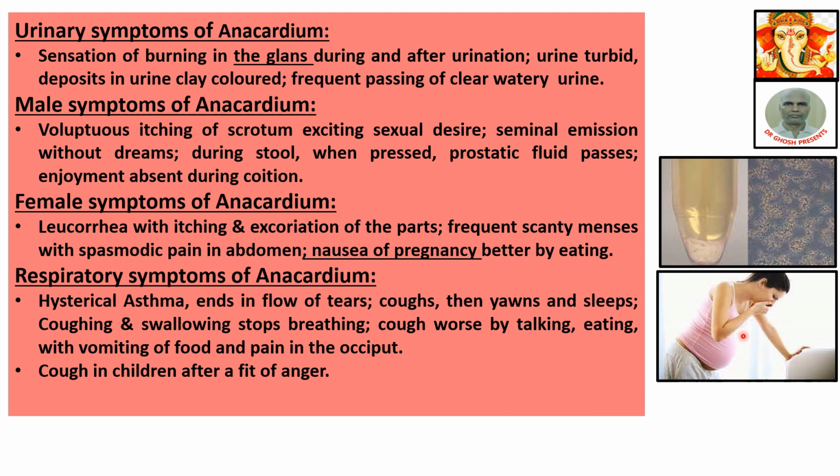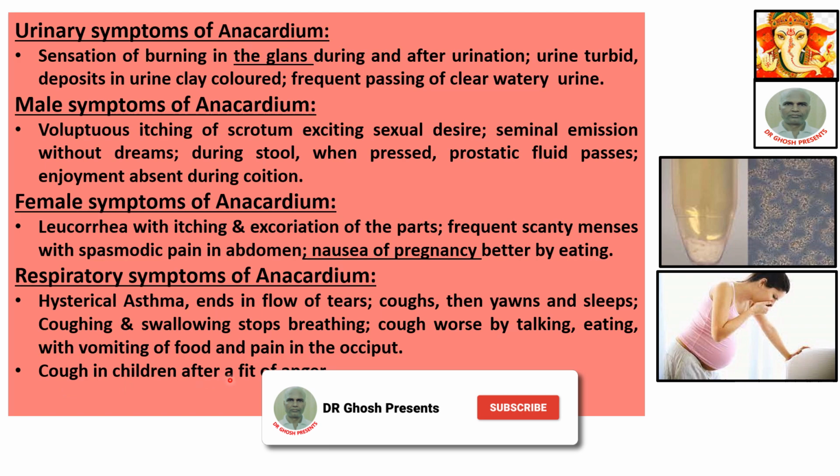Respiratory symptoms of anacardium: hysterical asthma, ends in flow of tears, cough, then yawns and sleeps, coughing and swallowing stops breathing, cough worse by talking, eating, with vomiting of food, pain in the occiput. I have already shown you what region is occiput. Cough in children after a fit of anger.